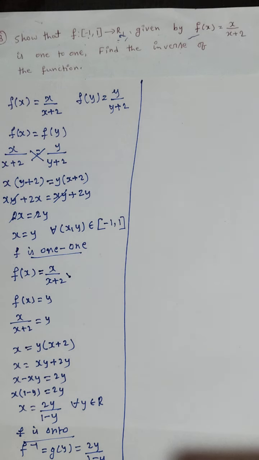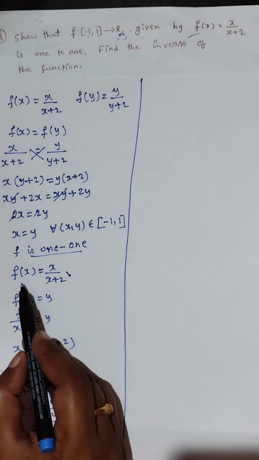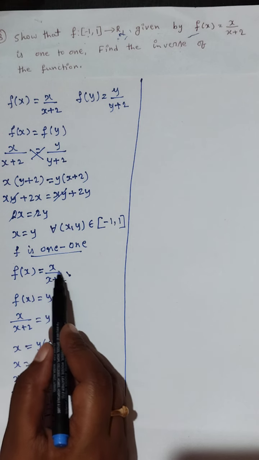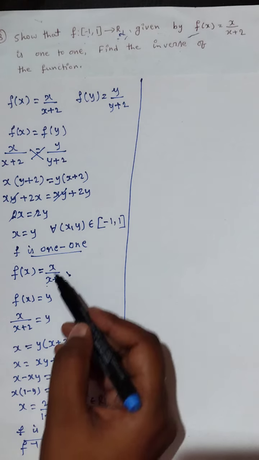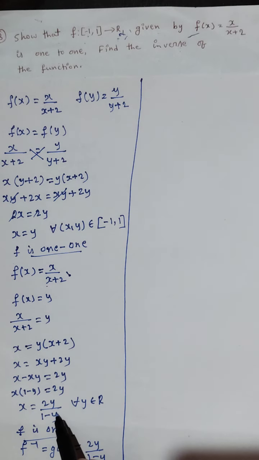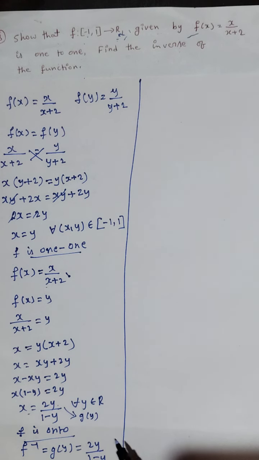How can you solve that? As usual, you have to consider your f of x function. It is equal to x by x plus 2. Then consider f of x equal to y. As usual, you solve. Then you will get x equal to 2y by 1 minus y. This function we will call the g of y function.